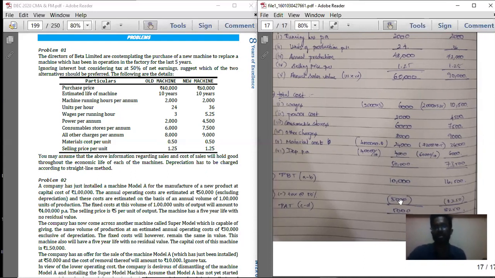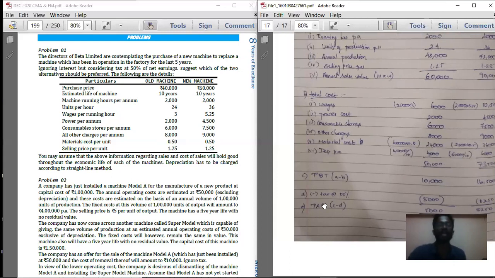Old machine column total it: 10,000 minus 5,000. Below that record 5,000. And 16,500 minus 8,250, underline it and record 8,250. So in respect of 5,000 and 8,250, record profit after tax.